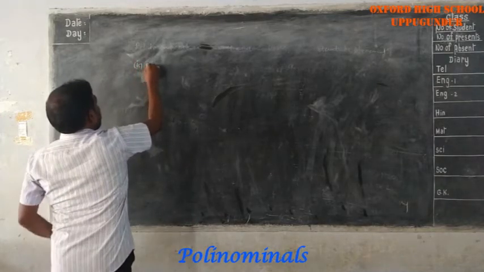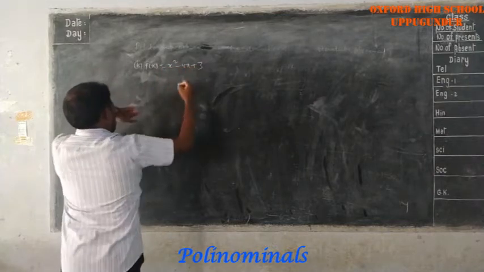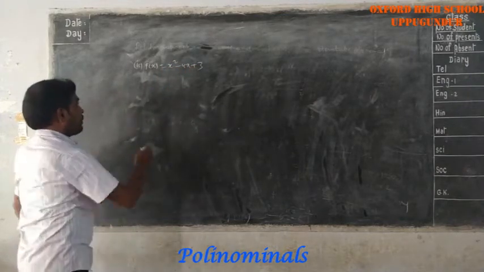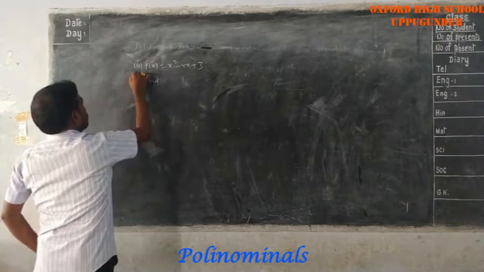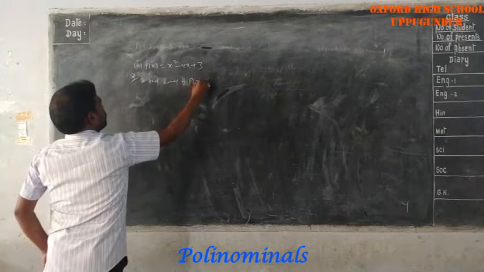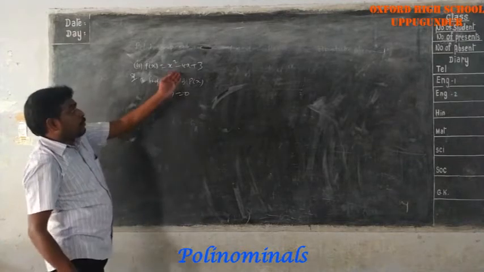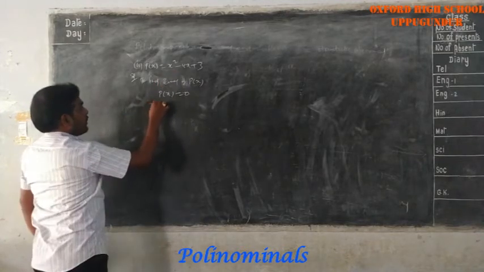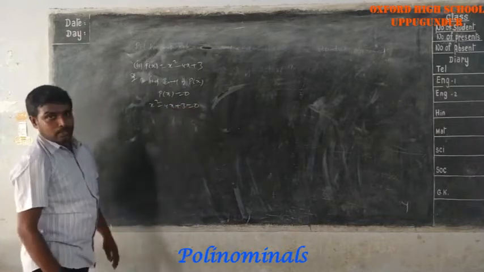Second one, p of x equal to x square minus 4x plus 3. This one also you have to do in the same manner. To find zeros of p of x, equal to 0, that means this polynomial equal to 0, x square minus 4x plus 3 equal to 0. For this you have to factorize.